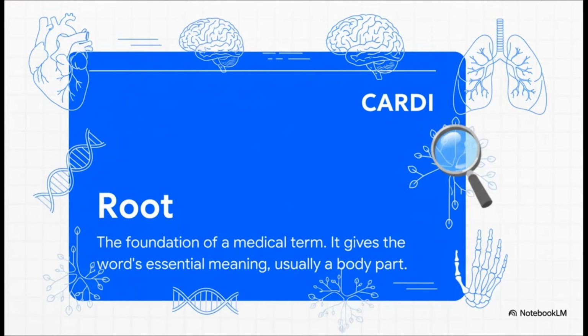First up is the root word. This is the absolute foundation of the term. It gives you the word's essential meaning. Most of the time, it refers to a specific body part. For example, if you see the root cardi, that's C-A-R-D-I, you'll know right away the term has something to do with the heart. It's the core subject of the word.